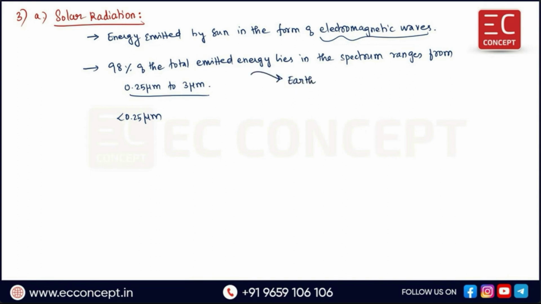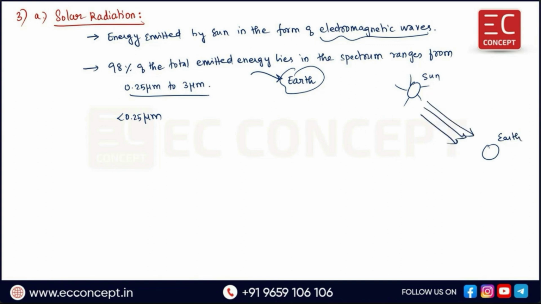Okay, so which reaches the earth surface, in the range, that is, the sun rays. Let it be a sun here and this is a earth. So now we are having a radiation, electromagnetic radiation.